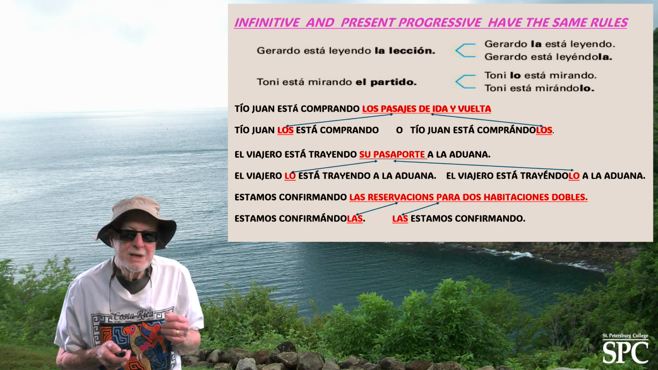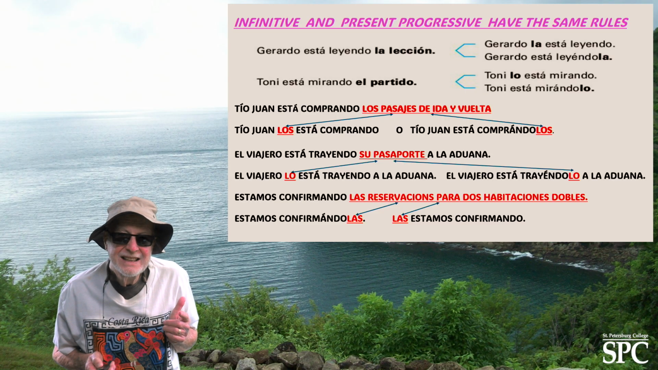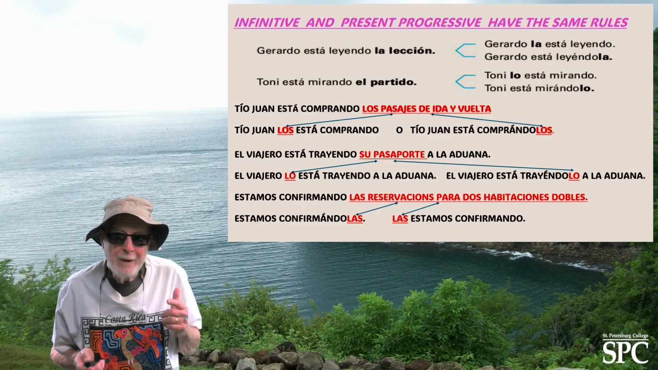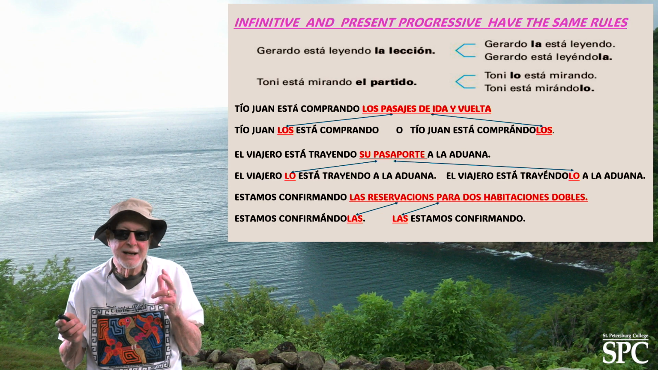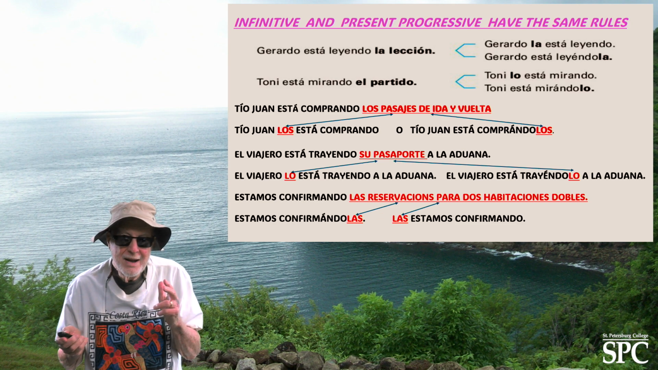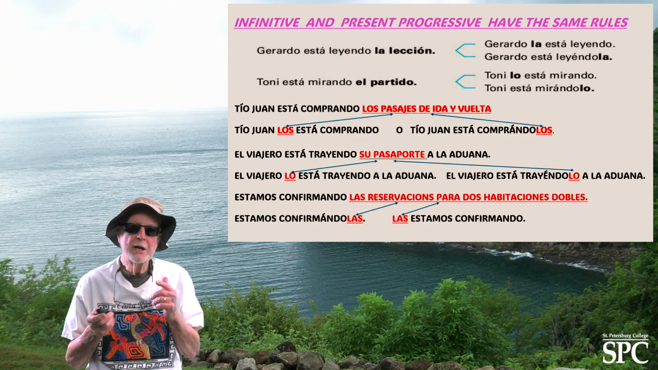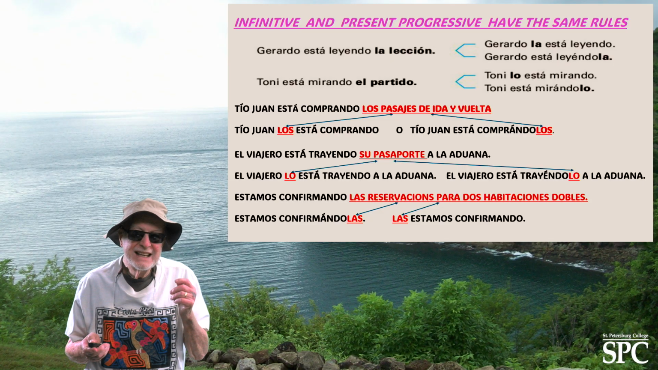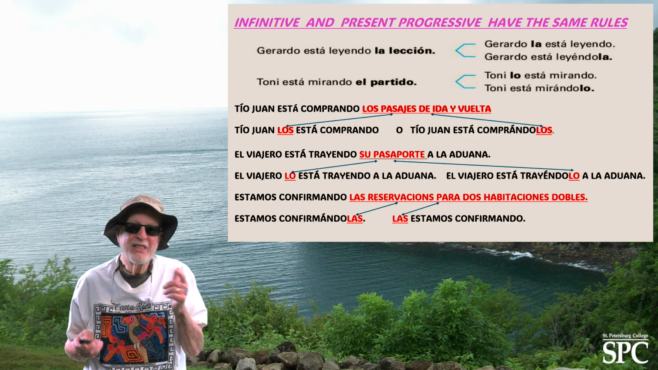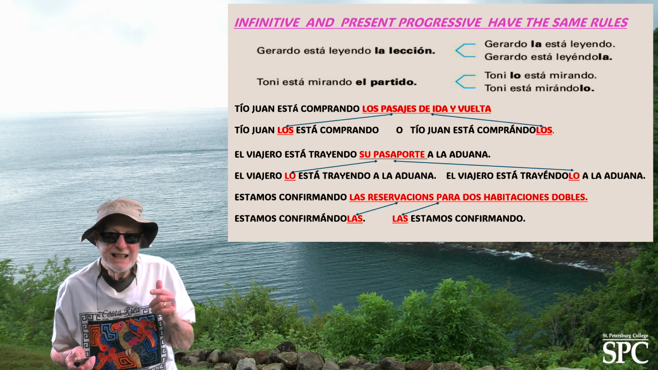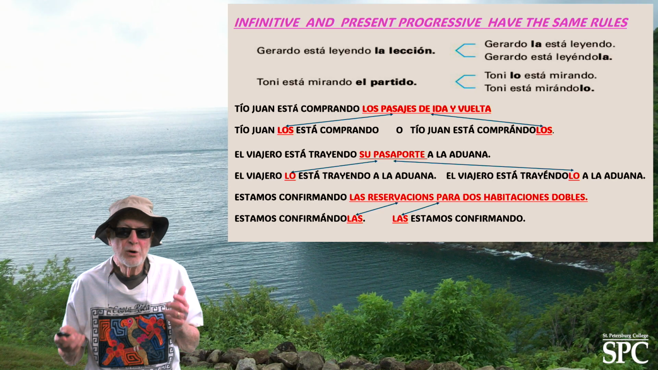Okay? So, we see, Tío Juan está comprando los pasajes de ida y vuelta. So, Uncle John is buying the round-trip tickets. Well, the whole thing, round-trip tickets, is what we're replacing. We're replacing it with them, which is los, because it's los pasajes. And I've got the arrow up there. Hopefully you can see that. So we can say, Tío Juan los está comprando. He's buying them. Or we can also say, Tío Juan está comprándolos. He's buying them. Either or.